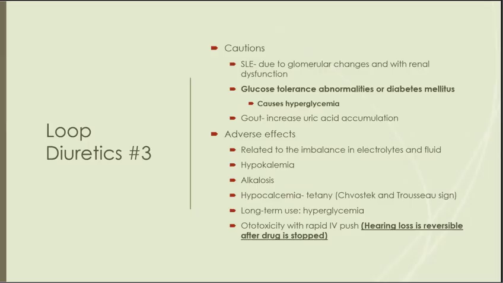As stated before, it could trigger gout. You already know hypokalemia, metabolic alkalosis, hypocalcemia, dehydration, and hypotension. If given by a rapid IV push, loop diuretics can cause ototoxicity, leading to ringing of the ears or hearing loss. So you have to push it slow, not too fast. Be mindful.